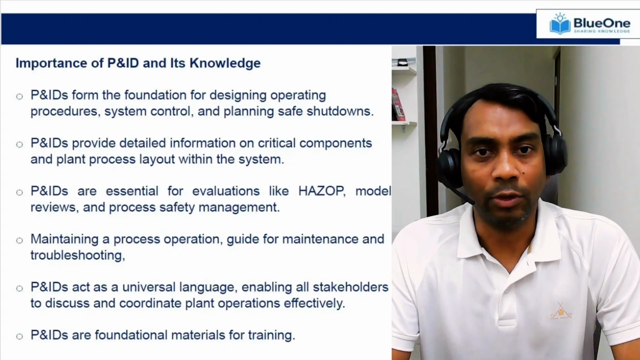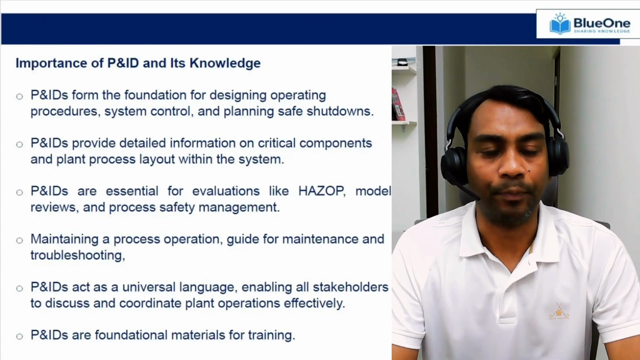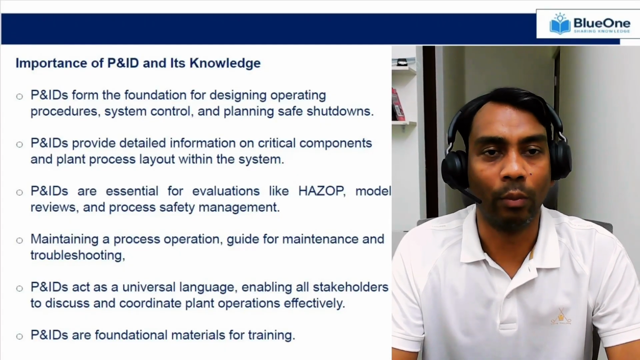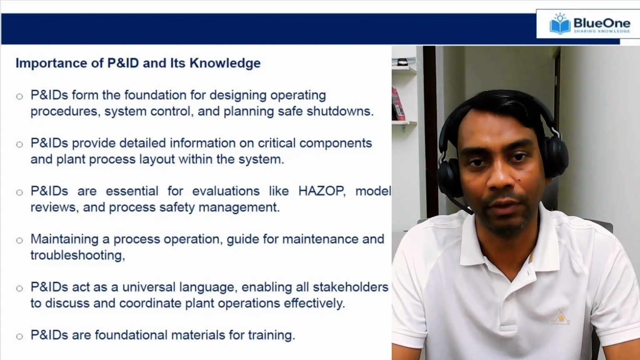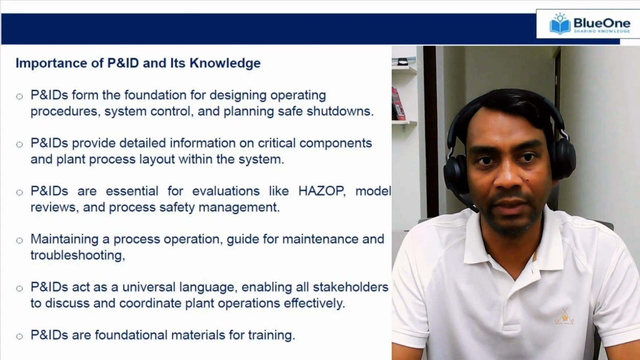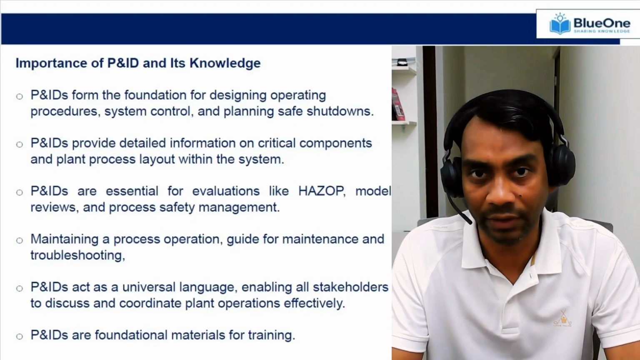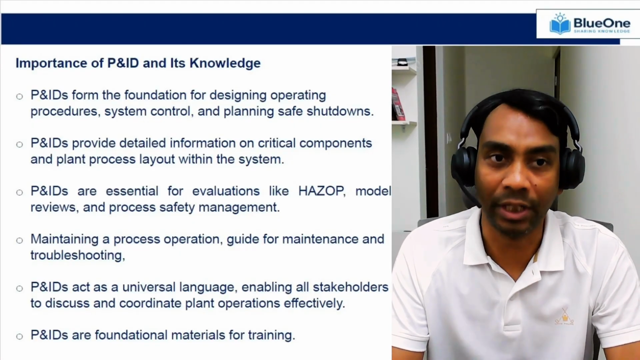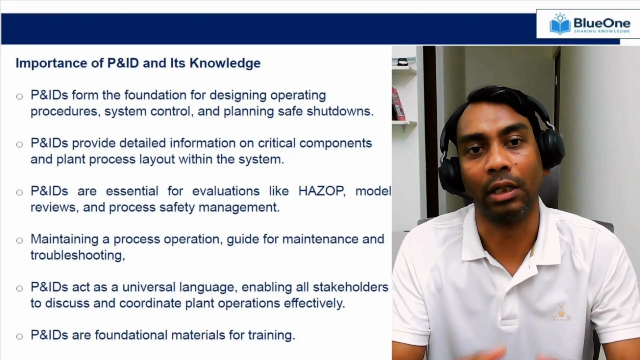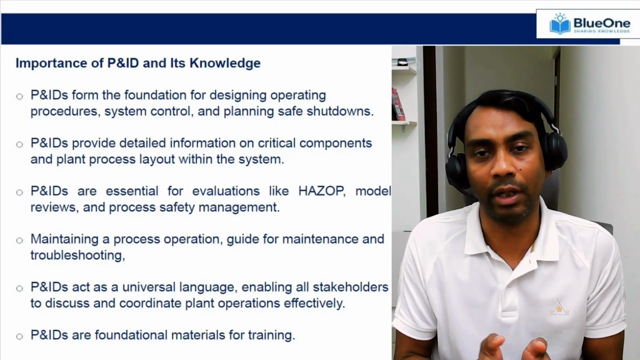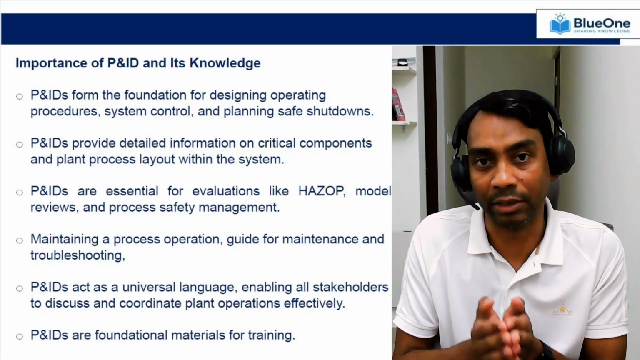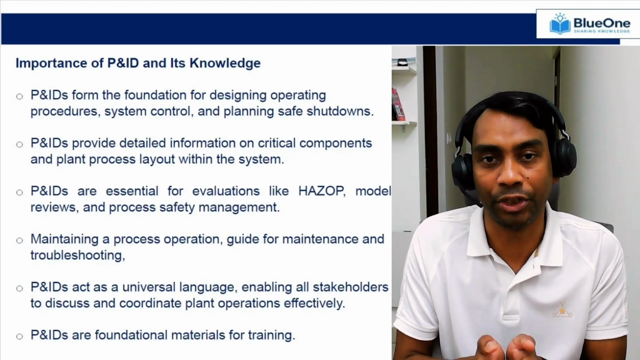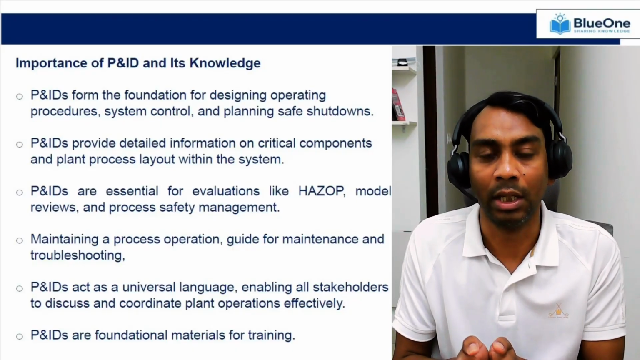Okay, so let's look at the importance of the P&ID. The P&ID is one of the critical and essential documents to run any facility safely and reliably. It forms the foundation for designing facilities, operating facilities, and controlling facilities in a safe and reliable manner. It helps us to plan safe shutdown. It gives us each and every detail of information required to operate the plant.